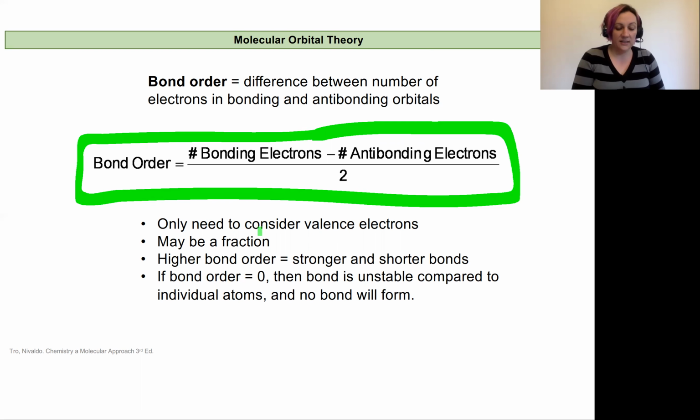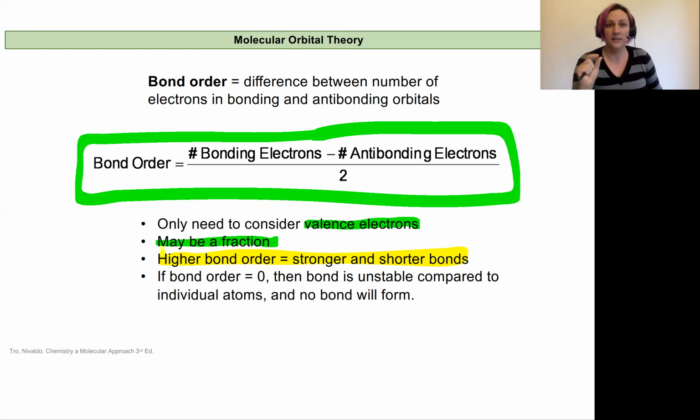Now, we're only going to consider the valence electrons for this. All of our core ones should be paired up. And we have to be comfortable with the fact that this might be a fraction. It might be 1/2, it might be 5/2, it might be 3/2. And we'll see that the higher the bond order, the stronger and shorter the bonds. And so a higher bond order is going to correspond to basically having more shared electron density between those two atoms or within the molecule. And so that bond order, as it increases, it's really bringing the nuclei together. We'll have shorter bonds, we'll have stronger bonds, like 2 bonds instead of 1 bond.